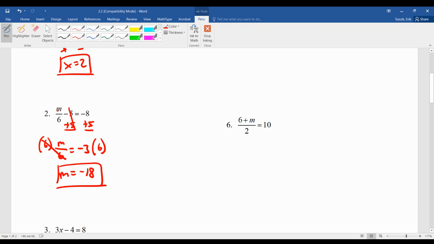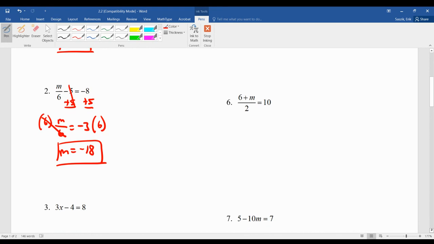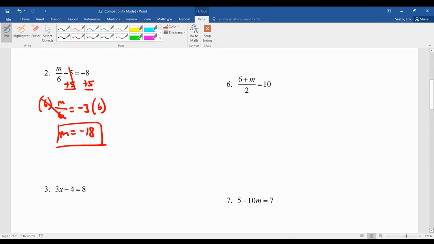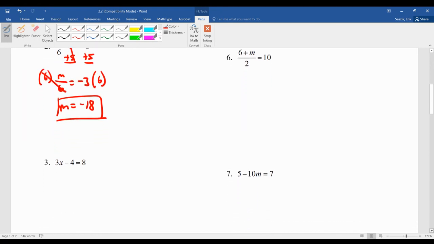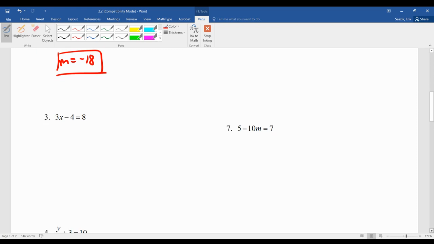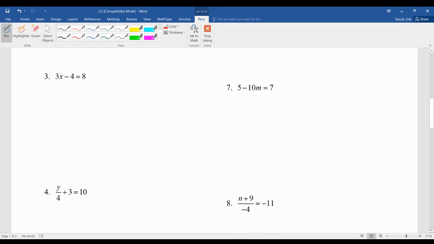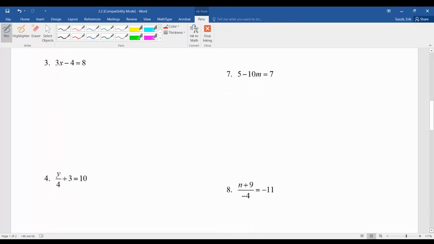And if I were to check it, negative 18 divided by 6 is negative 3. And negative 3 minus, sorry, minus 5 is negative 8. Don't hesitate to use a basic calculator to help you with any of this arithmetic if you need to. That's fine. Okay? Again, pause me anytime.